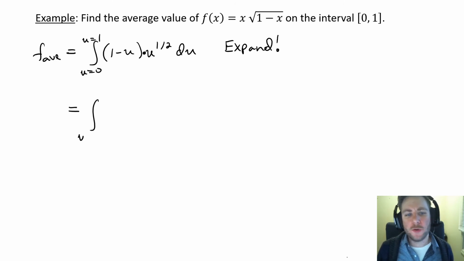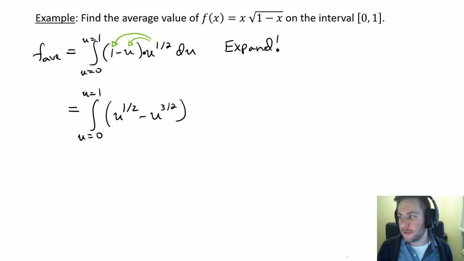So the first term would get multiplied by u to the half, and that would result in just u to the half. The second term also will be multiplied by u to the half, resulting in u to the 3/2. And I hope you're not forgetting that all of this still gets multiplied by du, keeping with good notation the whole way along here. Now that we've expanded everything out, we have finally reached a form where we're ready to antidifferentiate.